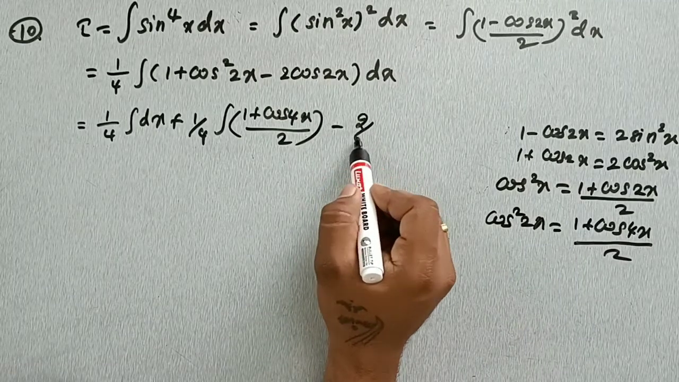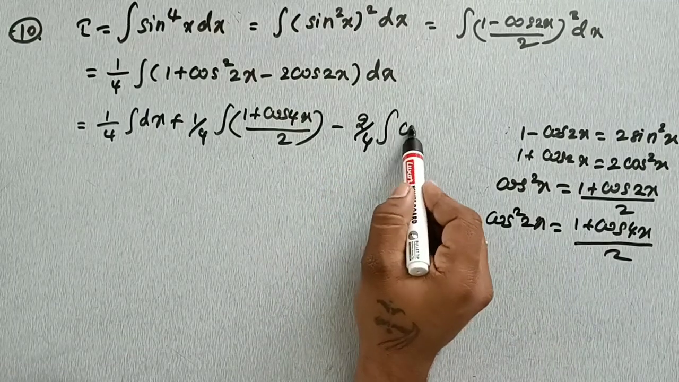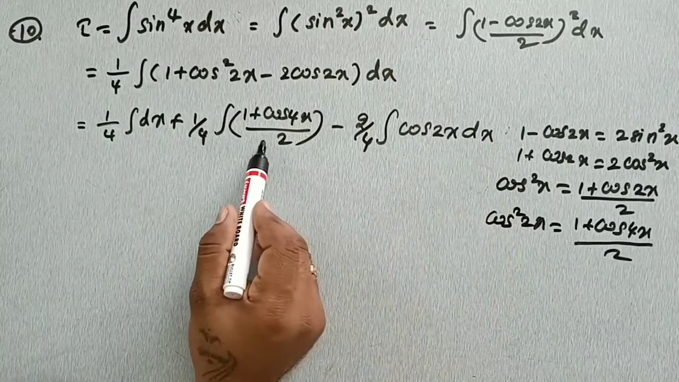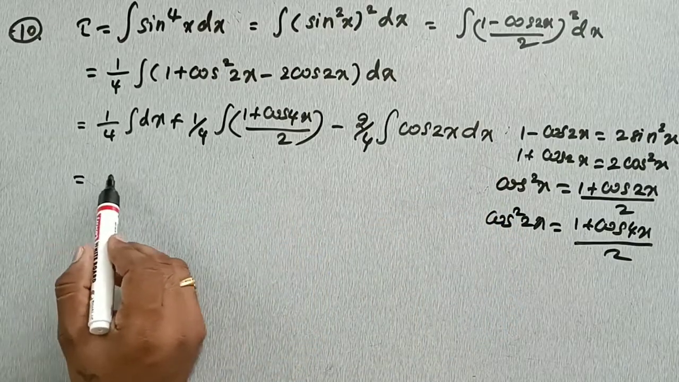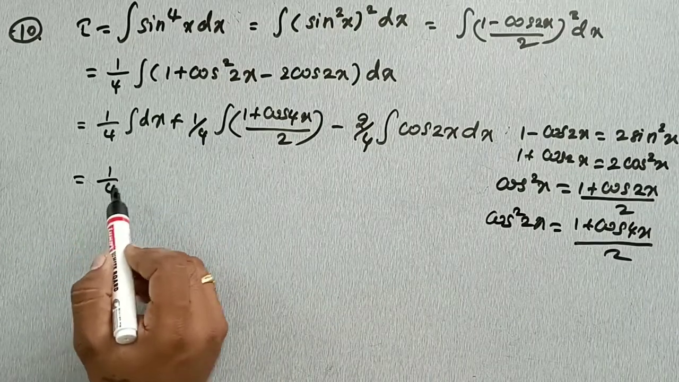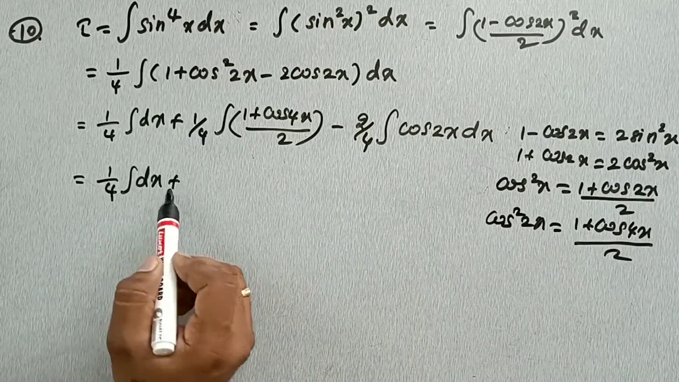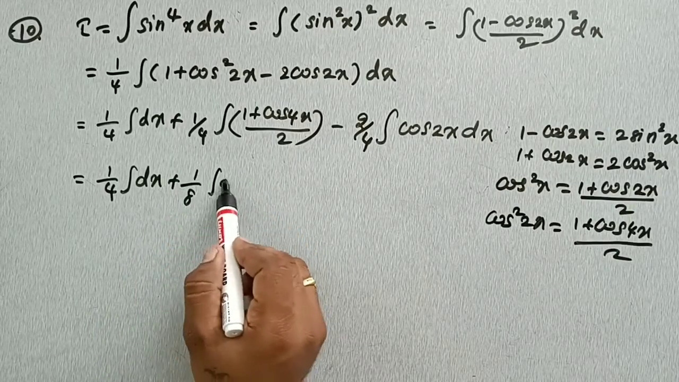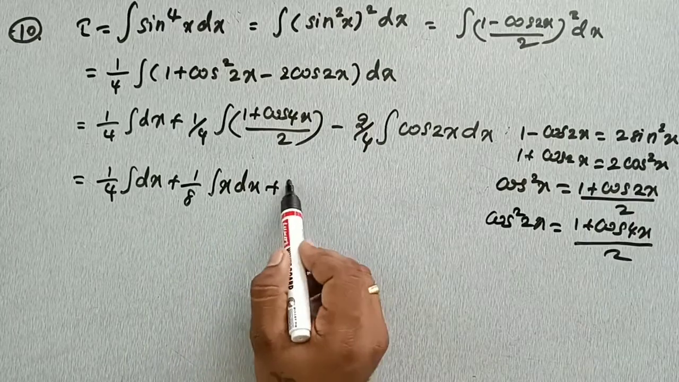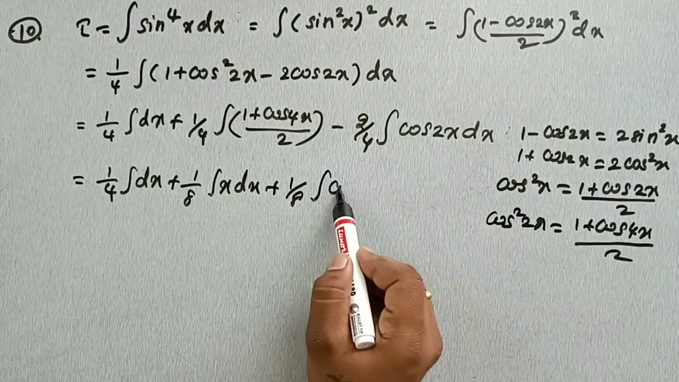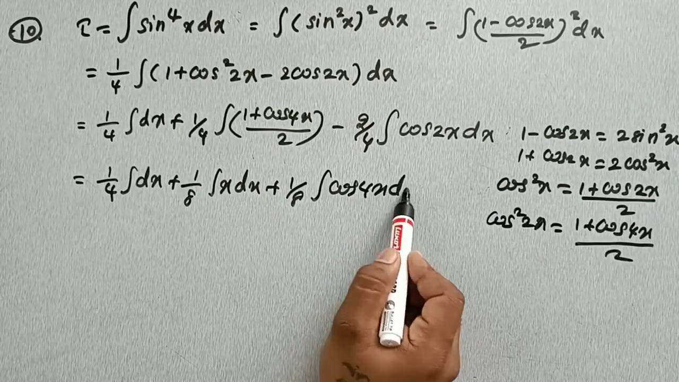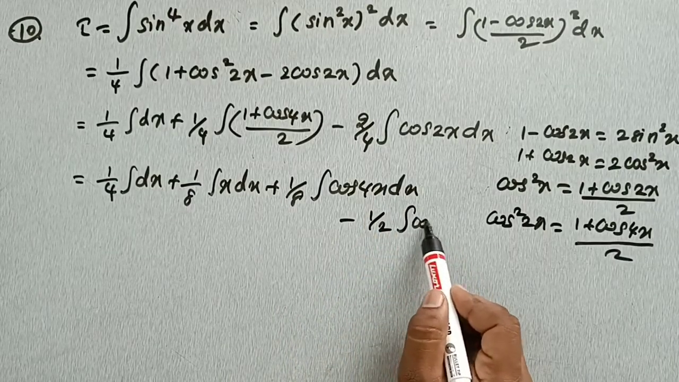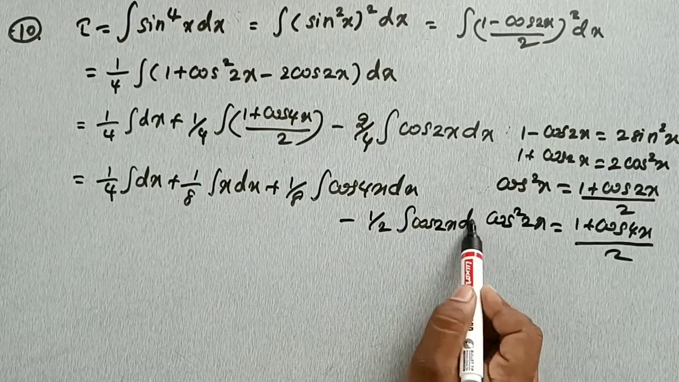minus 2 by 4 will come, so 2 by 4 into integral cos 2x dx will come. Now we are going to separate this integral, and finally we will integrate. So 1 by 4 into integral dx plus, this 2 also will come outside, so 1 by 8 into integral dx plus 1 by 8 into integral cos 4x dx minus, cancelling this, 1 by 2 into integral cos 2x dx.